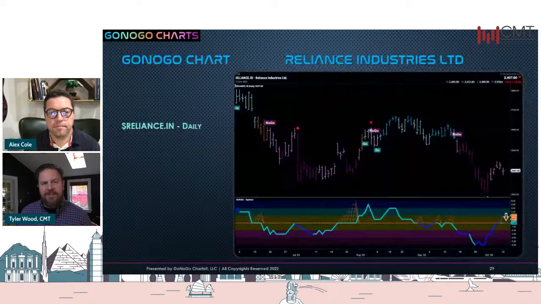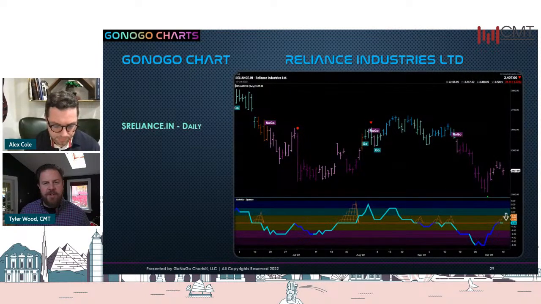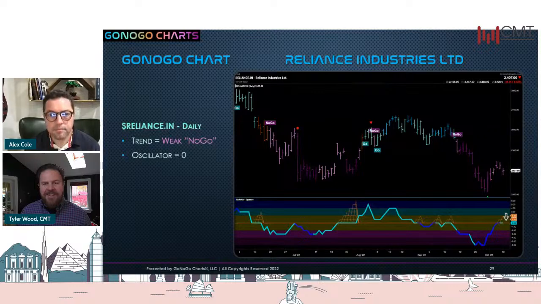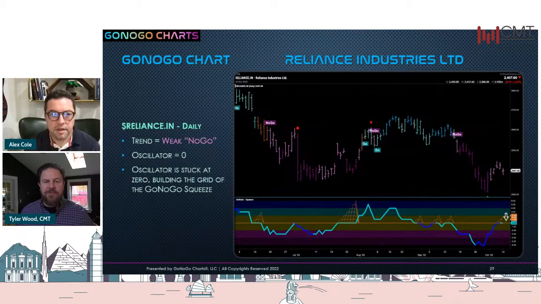Yeah. All right. Reliance Industries. We're on a daily basis. We've got a weak no-go. We're at zero. We're building the squeeze, but it's retesting zero from below. Looks like that heavy volume is recently drying up, and we're seeing a little bit of uncertainty in this no-go trend. Yeah. All else being equal, over the last couple of days, these charts have pretty much not resolved, but they've continued in their no-goes, and the oscillators are still finding resistance at the zero line.